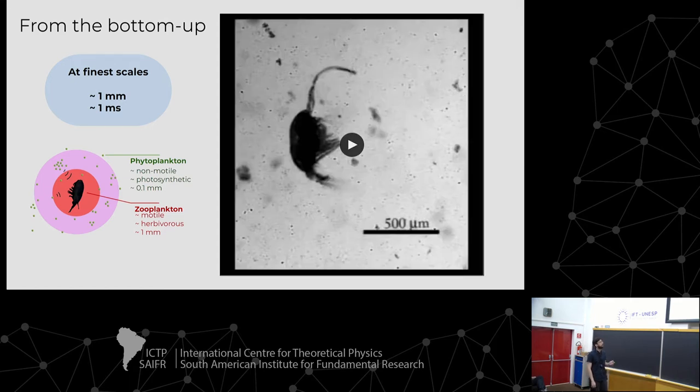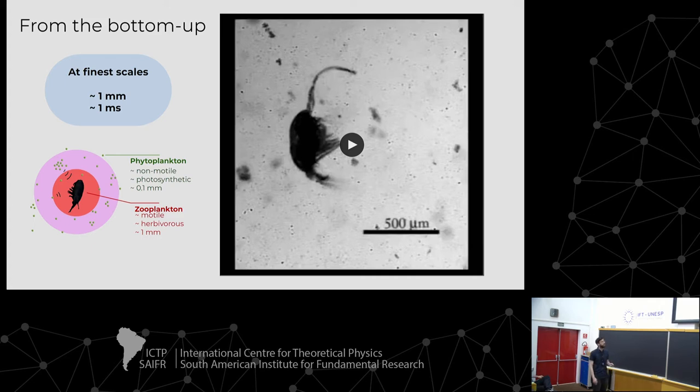So phytoplankton is our passive type, the plant, let's say, of the ocean, and it's around 0.1 millimeters. It's very small. And zooplankton, which eats phytoplankton, tends to be 10 times bigger than the phytoplankton or even more. And this is the motile one, the predator of herbivores that is eating the phytoplankton.